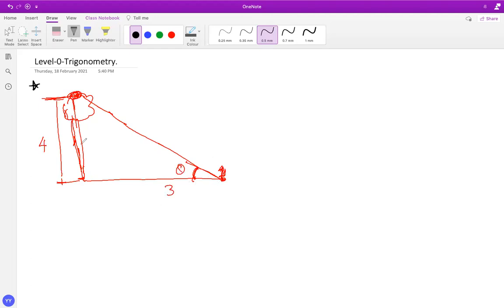So here, if I know this ratio, I have the vertically opposite side to the angle and the adjacent side. Which ratio should I use? Let's say Sohcah.